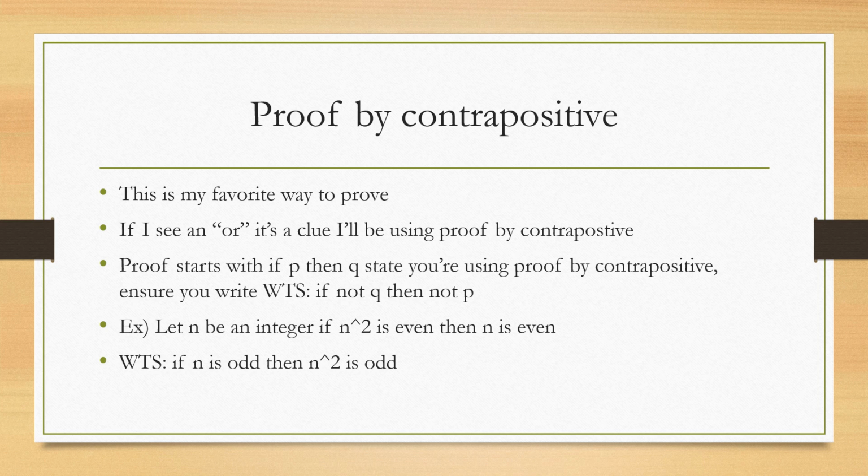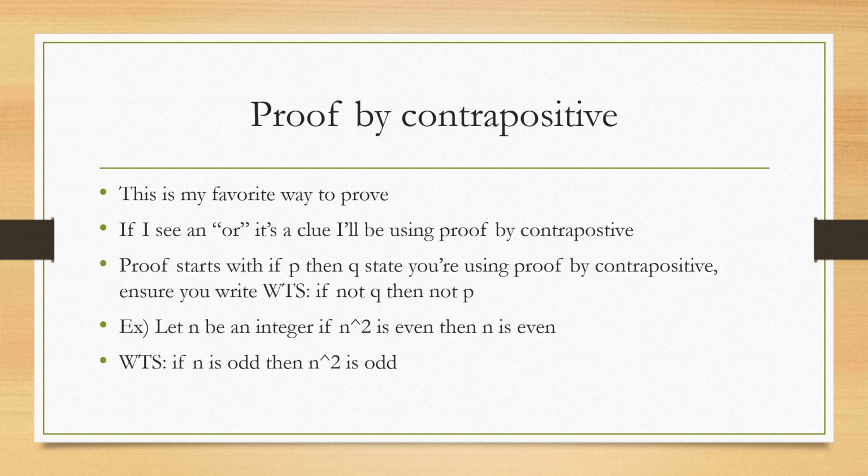Proof by contrapositive. So this is my favorite proof. If I see an or, it's a clue I'm going to be using proof by contrapositive. So you start with if P then Q, and then you're going to state you're using proof by contrapositive, and then write I want to show if not Q, then not P.